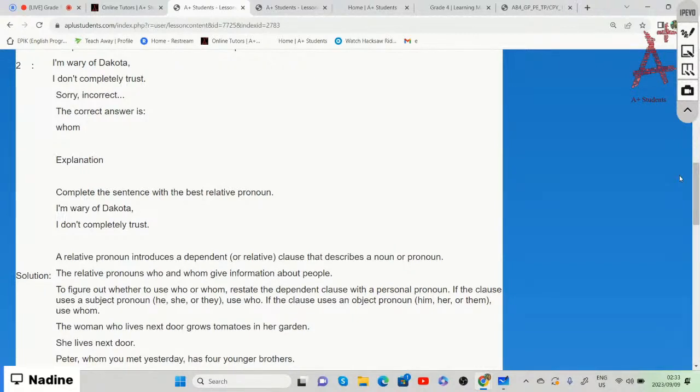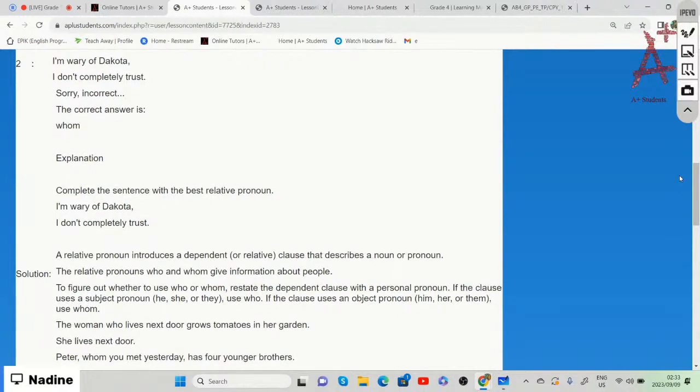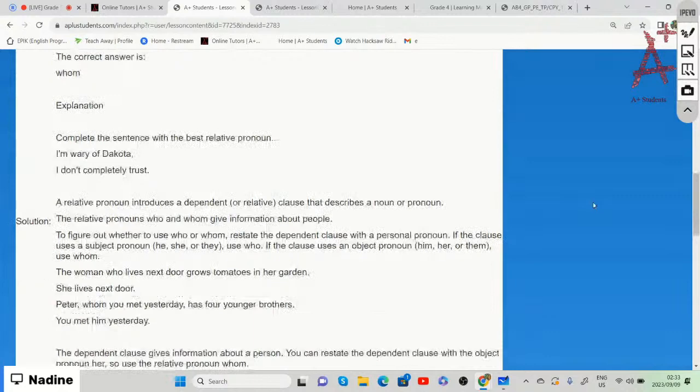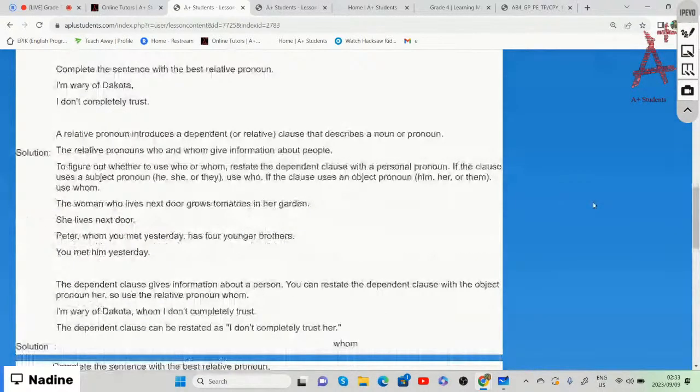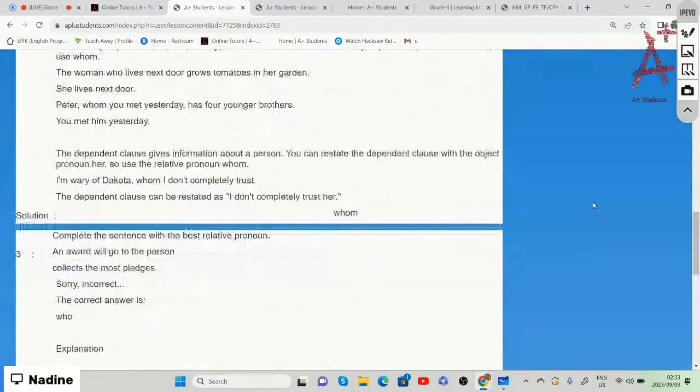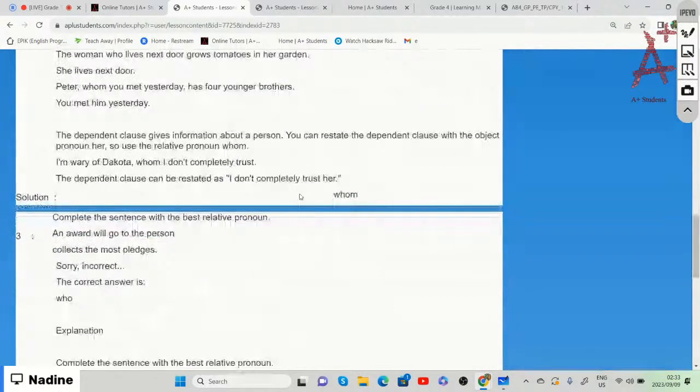And if we select the correct one, then we will say that I am wary of Dakota, whom I don't completely trust. So, whom is our relative pronoun? Whom. And here they even say that the dependent clause gives information about a person. So, whom is the correct one?